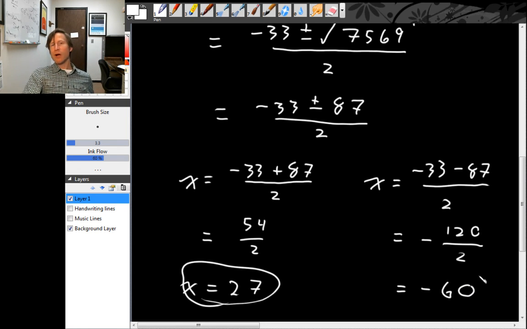Now, there's nothing wrong with a negative answer in general, but for this particular problem, remember that x is representing a speed limit. Does it make sense for a speed limit to be negative? Not really. So for that reason, we'll discard this solution. Even though it is a solution to the equation, it doesn't really make sense in the particular situation we have. So our answer is 27. The nighttime speed limit should be 27 miles per hour.